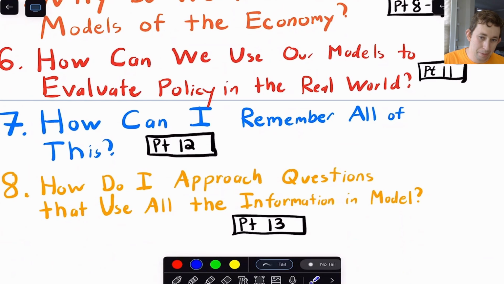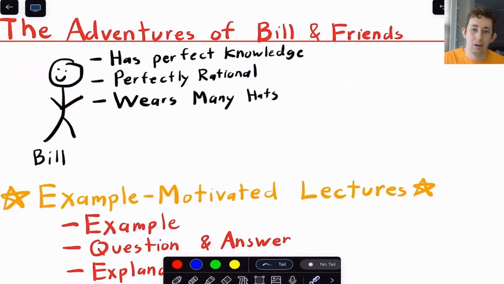Again, the videos are going to be a little longer, a little more comprehensive. But as we go through all of these, we're still going to be using our example forward approach that I use in my other videos. So we're going to use Bill a lot, where Bill has perfect knowledge of everything that's happening. He's perfectly rational. We're going to give Bill so many roles. Bill's going to be a firm. Bill's going to be a person. Bill's going to be the Federal Reserve. Bill's going to wear a lot of hats. We're really going to use Bill in order to explain what's happening in macroeconomics.